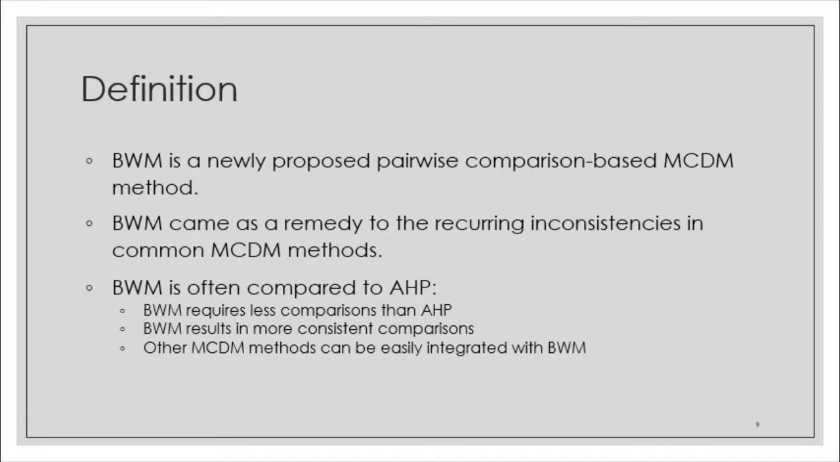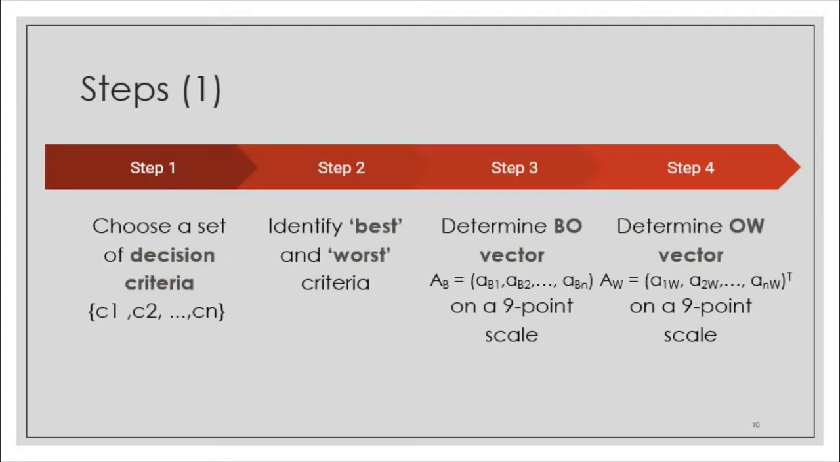BWM is often compared to other MCDM methods, namely AHP, where it has been able to demonstrate a lot of salient features. First of all, BWM requires fewer comparisons than AHP since it is vector-based and AHP is actually matrix-based. BWM also results in more consistent comparisons, and it is easier to integrate with other MCDM methods. So, how do we actually implement this method?